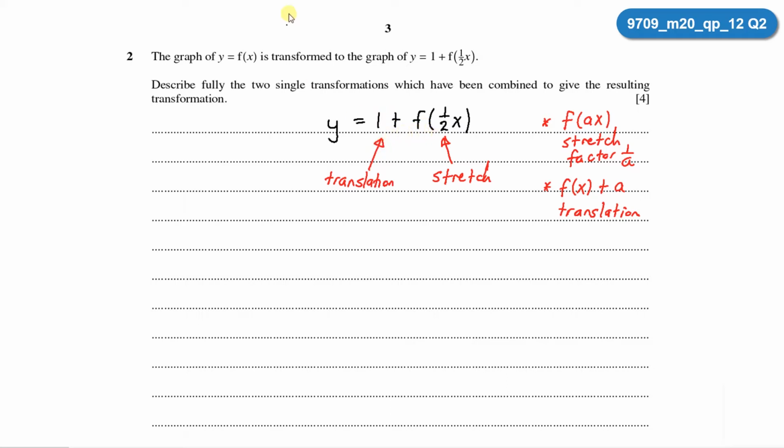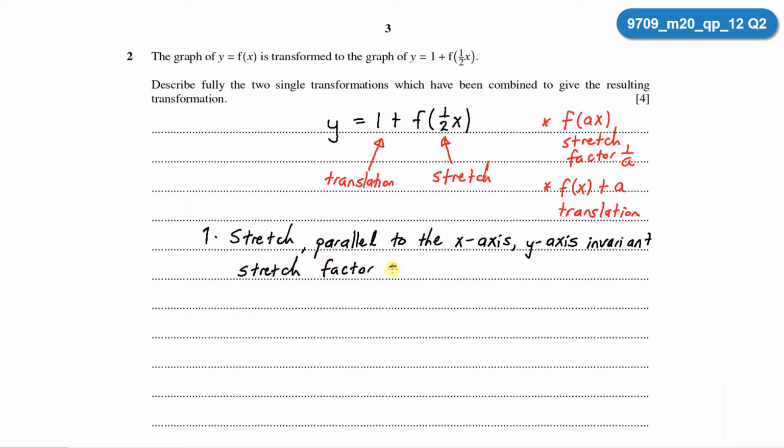So here's how you write down the solution. You say the first transformation is a stretch parallel to the x-axis with the y-axis invariant, and then the stretch factor is 1 divided by a half, so that's 2.